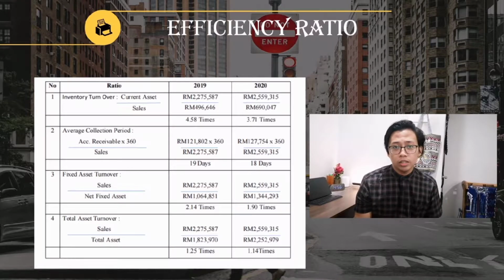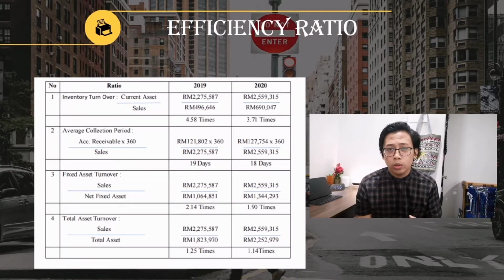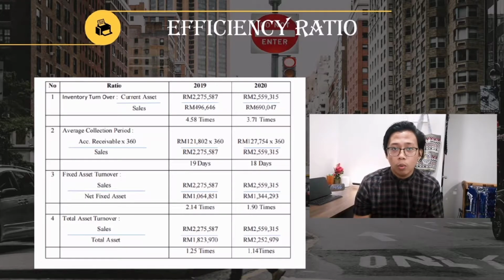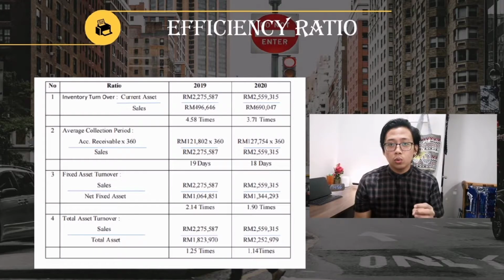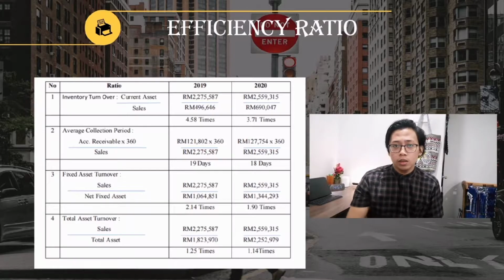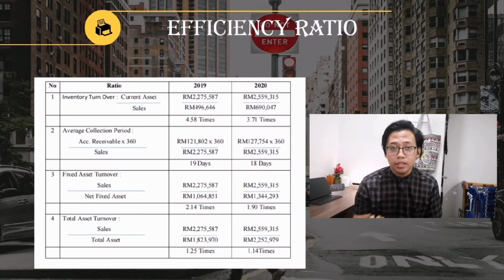The total assets turnover ratio from the year of 2019 to the year of 2020 is also decreasing from 1.25 times to 1.14 times. The lower ratio reflects less effectiveness of total assets to generate sales. That's all from me. Thank you.